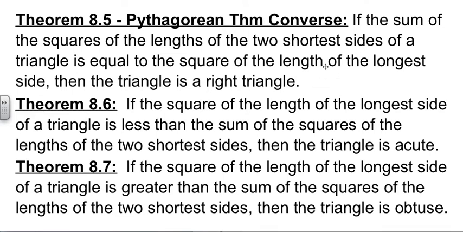Well, that's great. If we just need to know, is it right, yes or no, we can just use this and see if a squared plus b squared equals c squared. If it does, then we say it's a right triangle. If it doesn't, then we say it's not a right triangle. But what kind of triangle is it then, if it's not a right triangle? Well, that's where theorems 8.6 and 8.7 come into play.